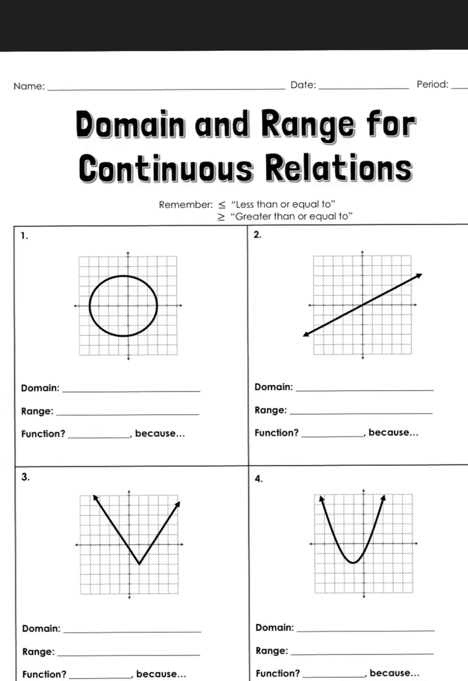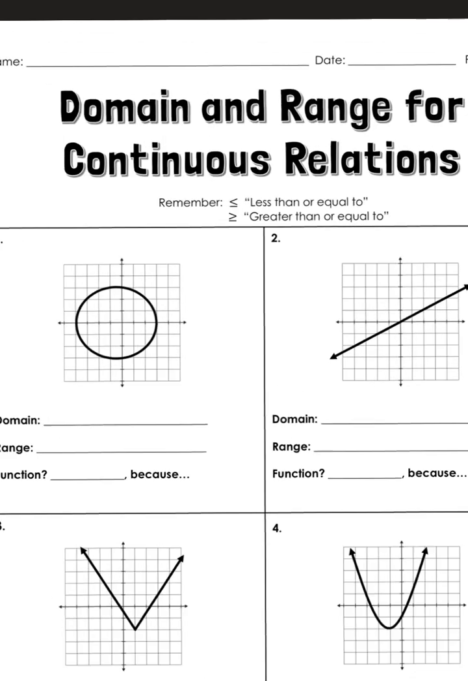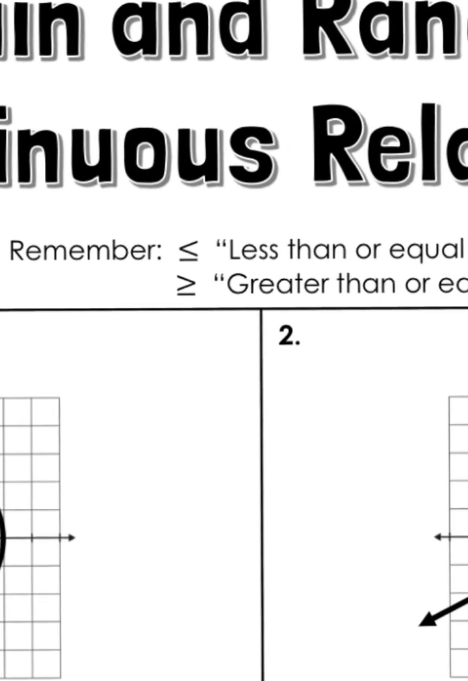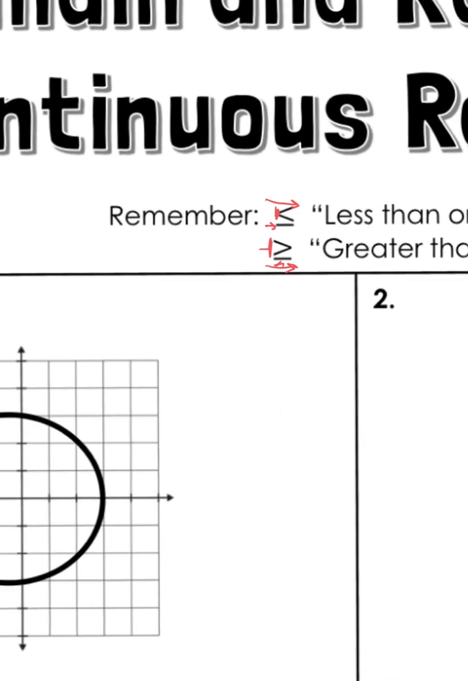In this video, we're going to talk about domain and range for continuous relations. Let's quickly review. If you read this symbol from left to right, the small end of this is on the left. So that's less than or equal to. This line means equal to. And if you read this one from left to right, the wide end is on the left. So that's greater than, and this line is equal to. So this symbol means greater than or equal to.